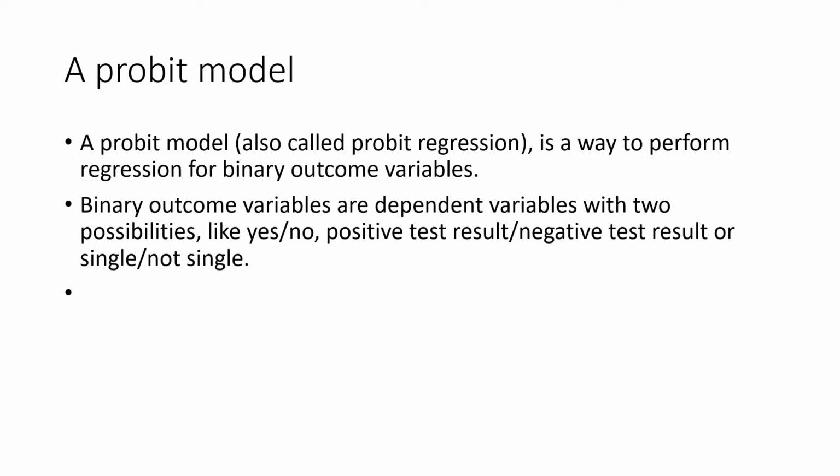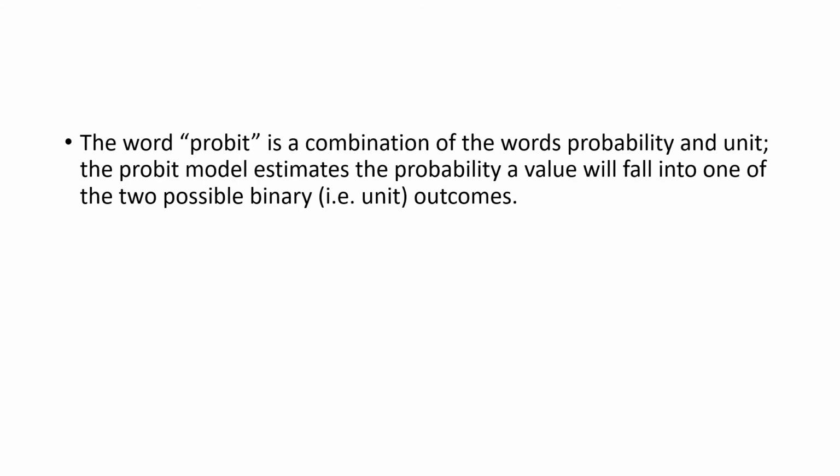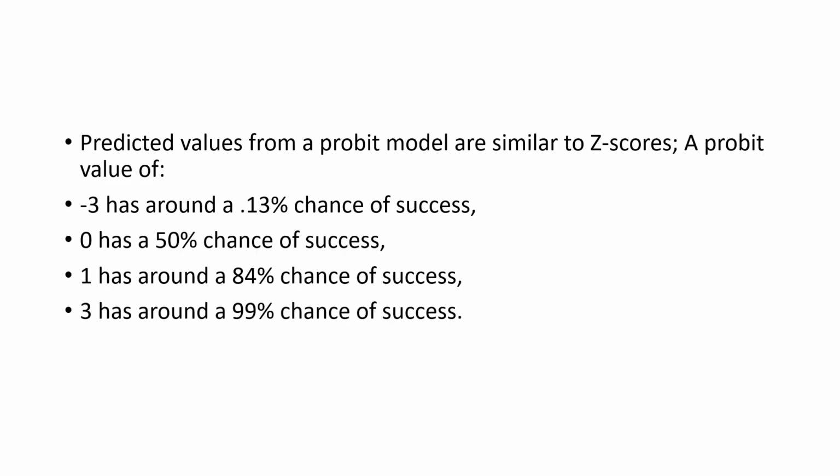Now, coming specifically to probit model, this is also known as a probability kind of a model, which is used to perform a regression for binary outcome variables. You will be having certain possibilities like yes or no, positive, negative, single, not single, etc. The word probit itself is actually a combination of probability and unit. And this model estimates the probability that a value will fall into one of the possible binary outcomes.